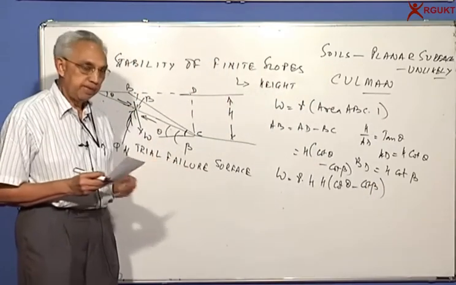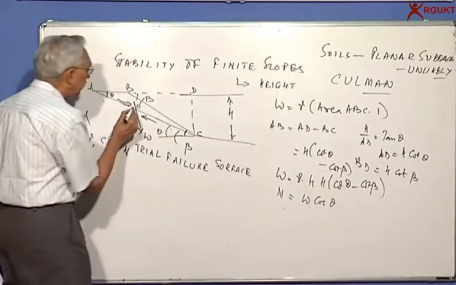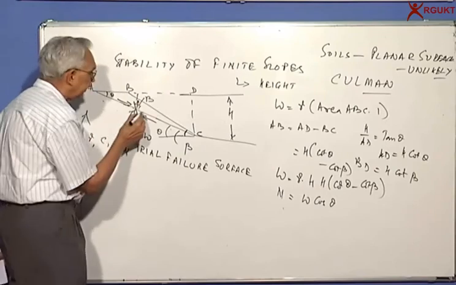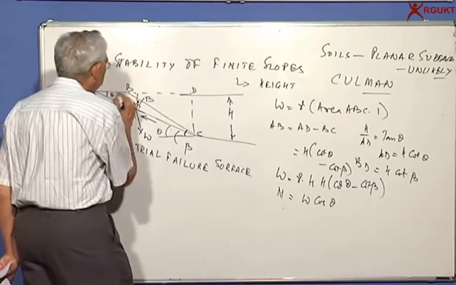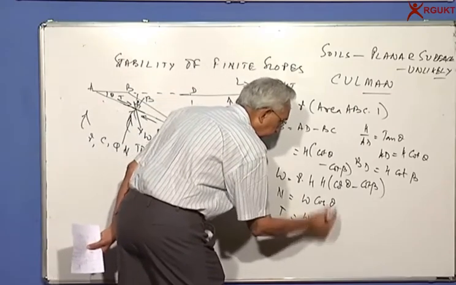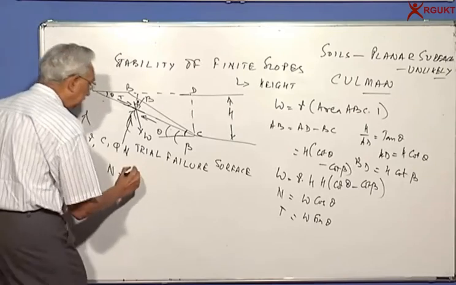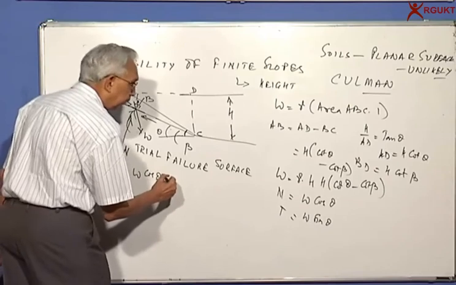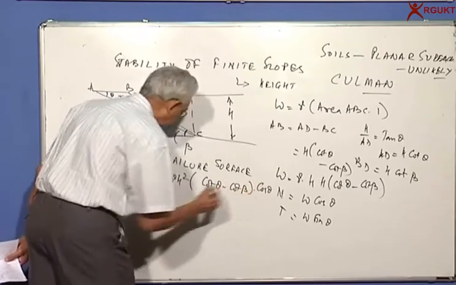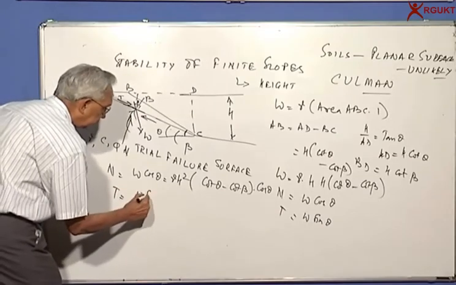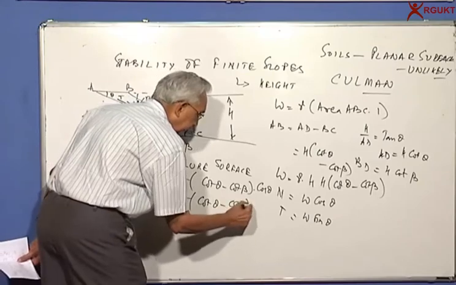So the normal component, like what we did earlier, I can get: the normal force is W cos theta. Again, please remember the angle between these two is theta. We are looking at the vertical, and this surface is inclined at an angle theta. The shear force acting downward, T, is equal to W sin theta. So the normal force is gamma h squared into cot theta minus cot beta into cos theta, and the shear force T is equal to W sin theta, so it is gamma h squared cot theta minus cot beta into sin theta.